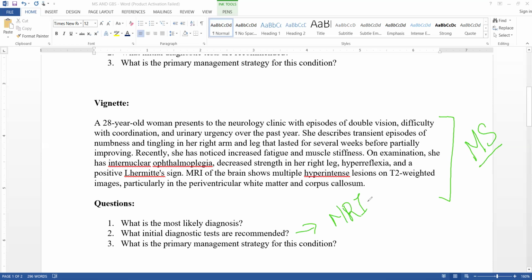Can we be a little more specific on the interferon? Because if they just ask us about interferon, is it going to be alpha or gamma? It's beta interferon. Okay, beta.